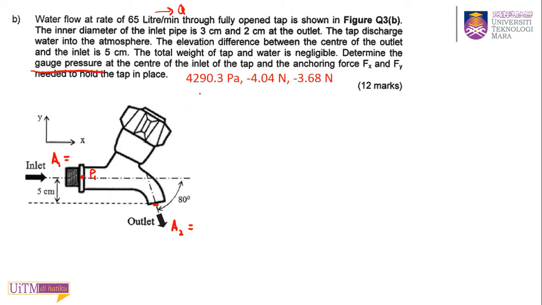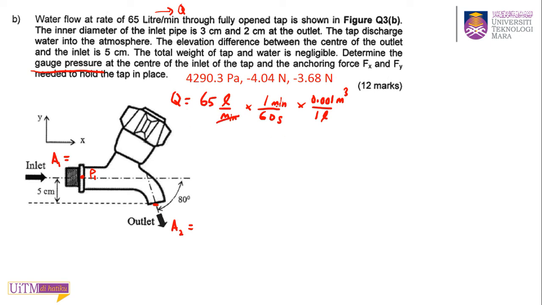Okay, just the same. First you need to change Q, 65 liter per minute, in terms of meter cube per second. How do you change that? So 1 minute equals 60 seconds, and 1 liter equals 0.001 meter cube. Right? Understand this? How do you change this?